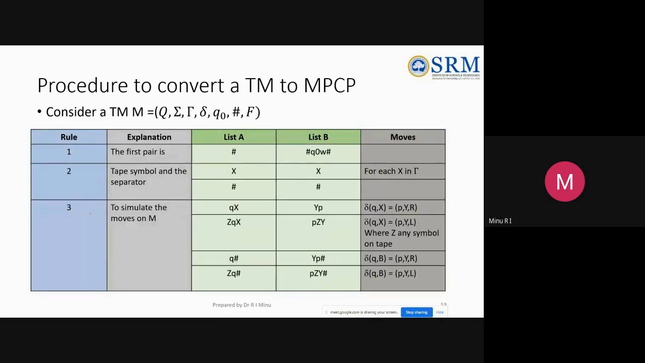So the first rule is, let us consider a Turing machine. Q is the set of states, sigma is the set of input symbols, gamma is the set of tape symbols, delta is your transition, Q naught is your initial state. Here, instead of blank, we are using hash. F is your set of final states. Now, as in your PCP problem, we need to create two lists. So how to create the list from a Turing machine transition, that's what we are going to see.